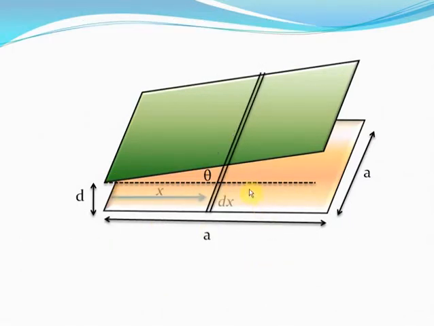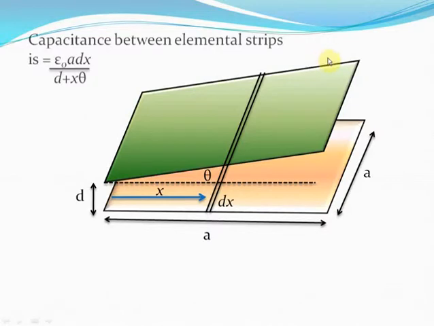As you can see, x is the distance of the elemental strip from the origin. Capacitance between the elemental strips is this expression, epsilon naught a dx by d plus x theta. Now how did that come from? If you consider only these two strips, the strip on the green plate and the strip on the brown plate, the capacitance of that two strip system will be epsilon naught into area of each strip, that is dA, divided by the distance between the strips.